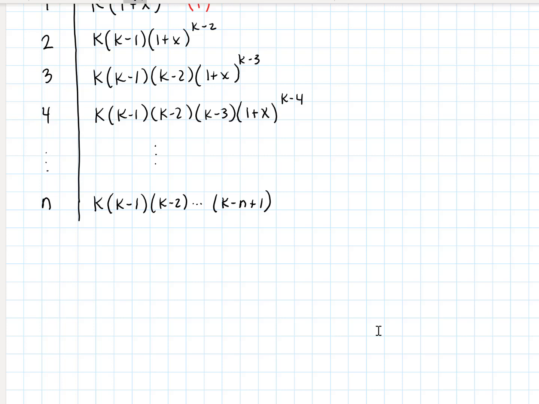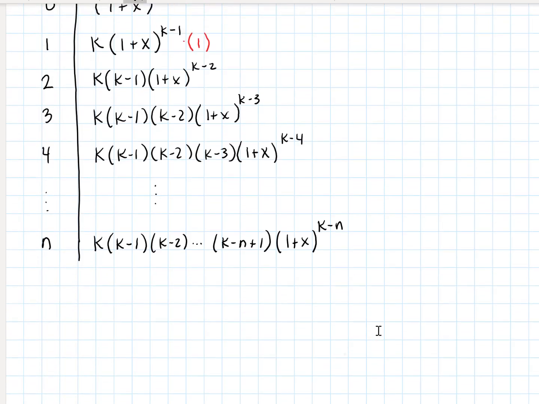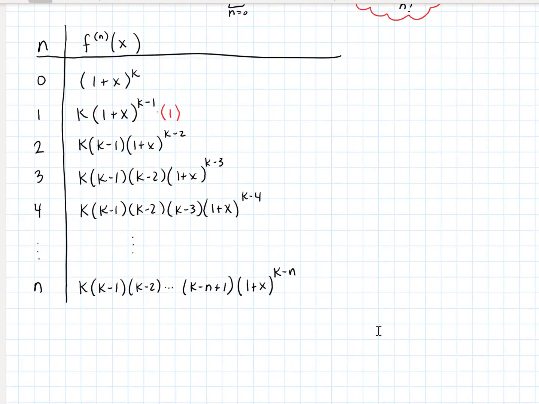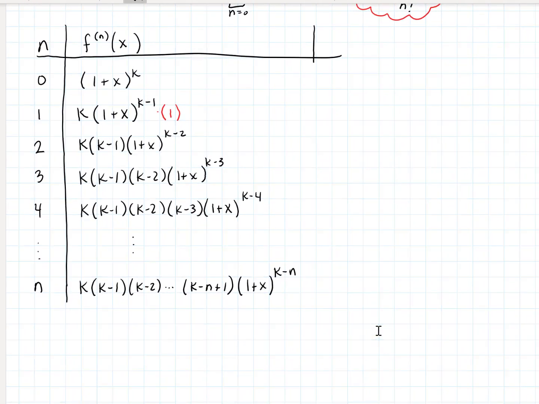So k minus n plus 1 times 1 plus x, because it's to the k minus n, because we've taken n derivatives here and applied the power rule n times. Okay. All right, so we have a pattern for what the nth derivative is going to look like, and so now we can put that into the coefficients and see what the coefficients would then be.